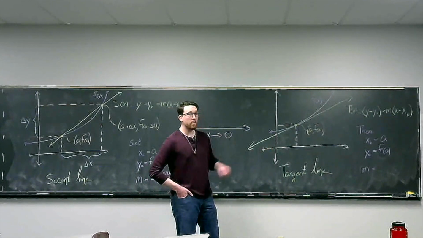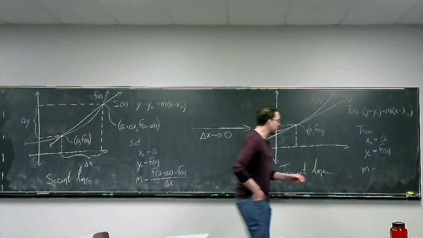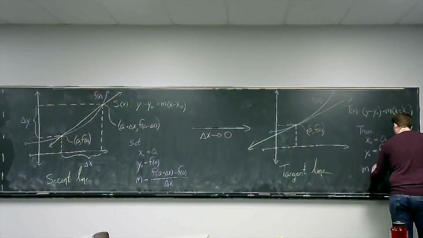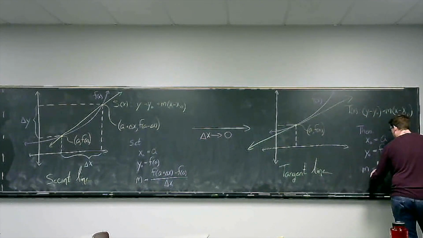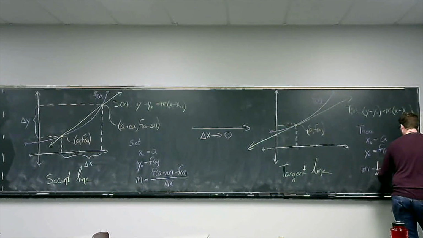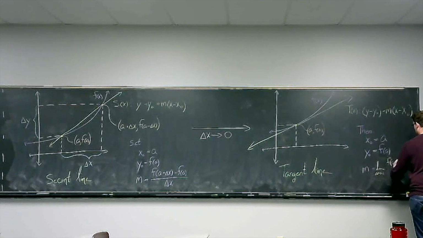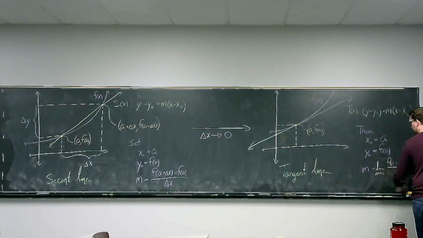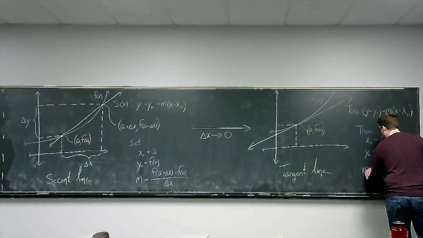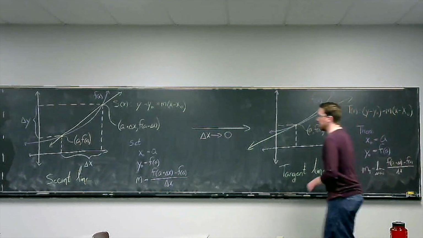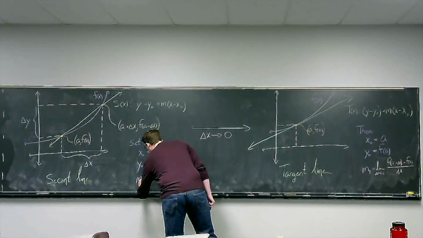So this slope here is going to be the limit as delta x approaches 0 of f of a plus delta x minus f of a, that quantity divided by delta x. And we can mark this off as the slope of the tangent line, and this over here as the slope of the secant line, if we want.